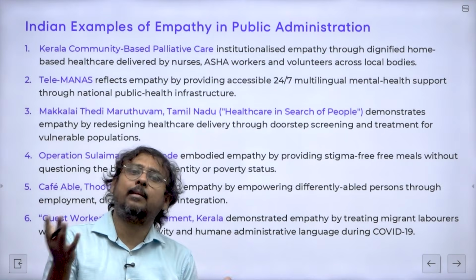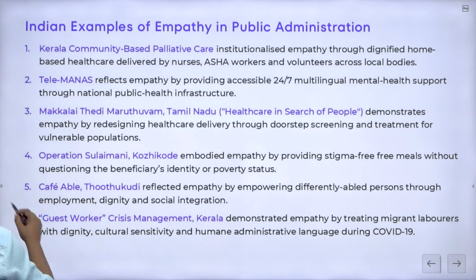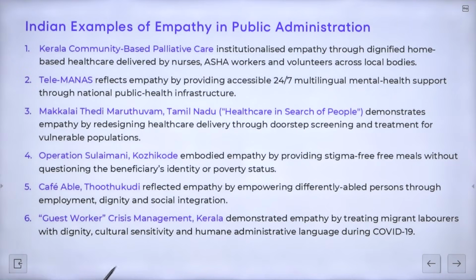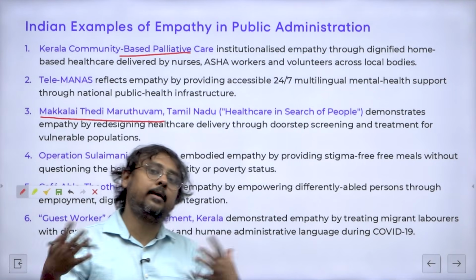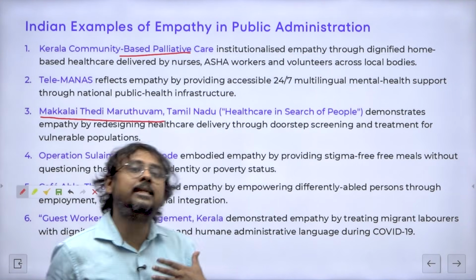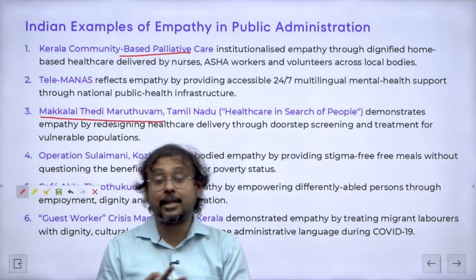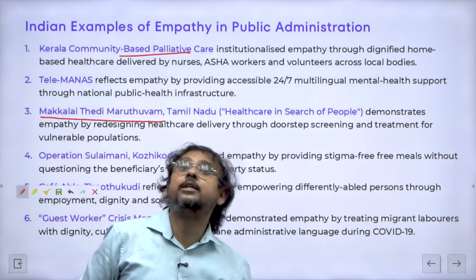Okay guys, now let's see some examples of empathy in public administration. One of the finest examples would be Makkalai Thedi Maruthuvam, pardon my pronunciation, in Tamil Nadu, and Kerala's community-based palliative care, where it's a kind of doorstep care, where the government is reaching out to the people. So if the people cannot reach the administration, the administration is reaching out. So this is again very action-oriented. It is compassionate empathy, right?